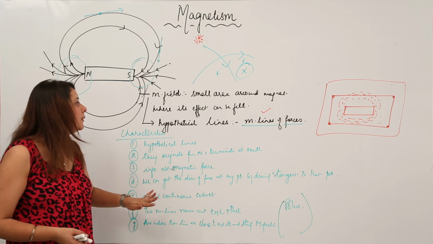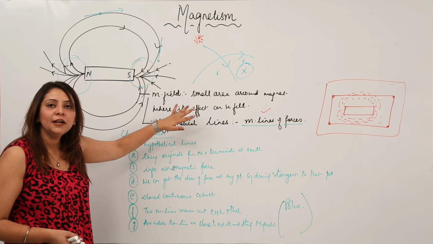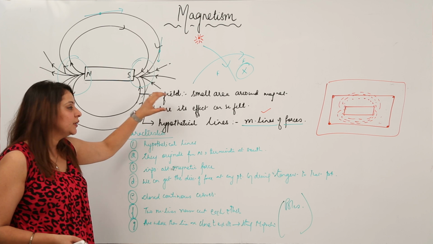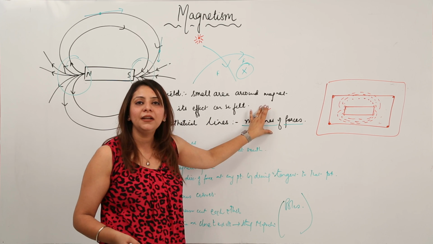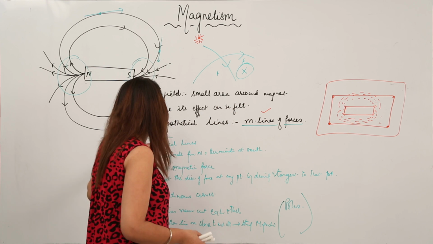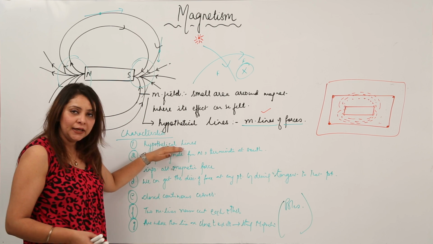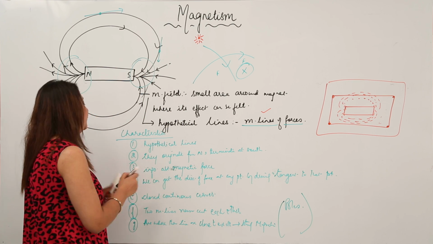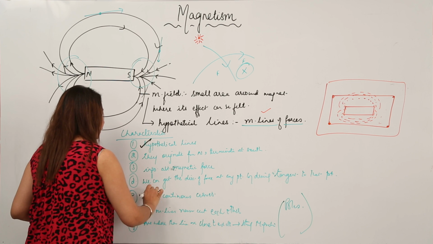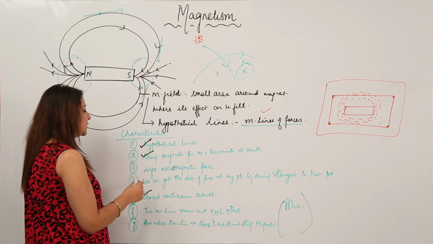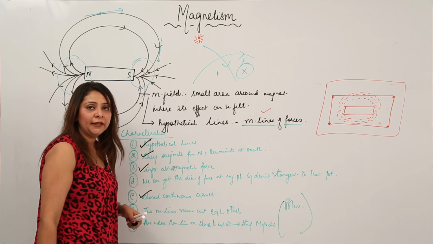So I think you got it. Magnetic field is a small area around the magnet where you can feel its effect, but we cannot see it. So therefore, we study magnetic lines of forces. How do they look, or what are the characteristics? They are hypothetical. They are closed continuous curves. They originate from north and terminate at south, and they give information about magnetic force.